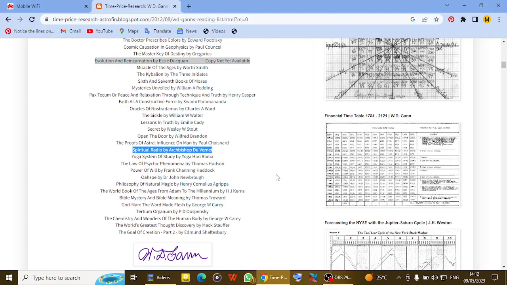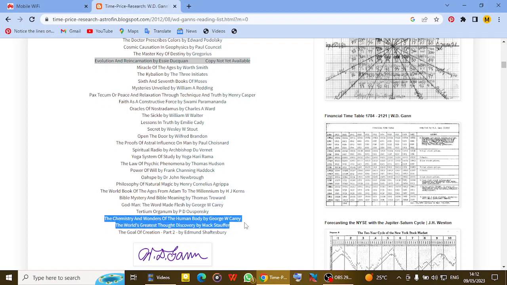Yeah, so there's one by Godman, The Word Made Flesh. It's a really good book. Actually, most of the books by George, The Chemistry and Wonders of the Human Body. These just help you understand the human body and perhaps how best to treat it so that it's in its perfect health.